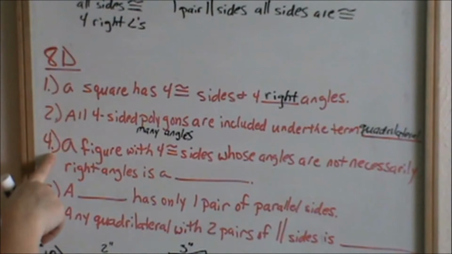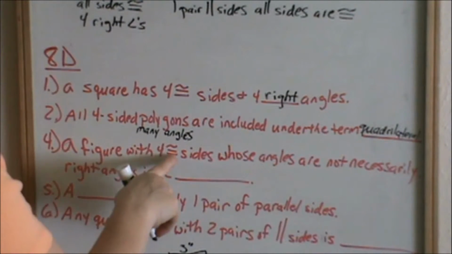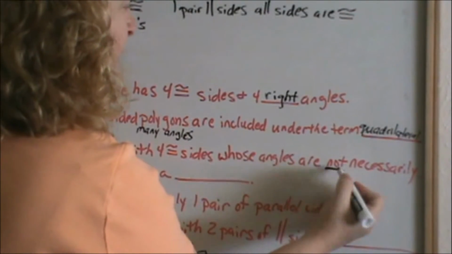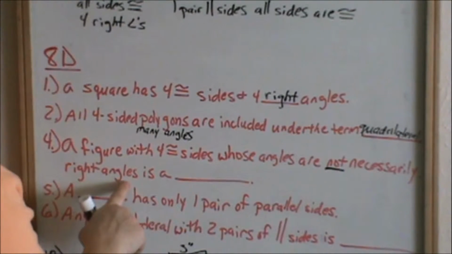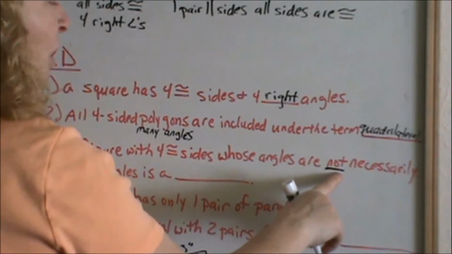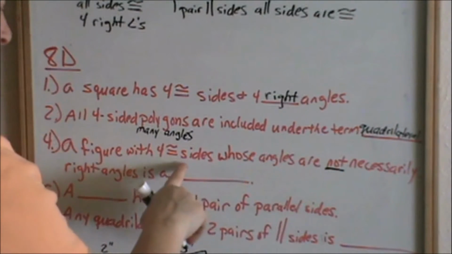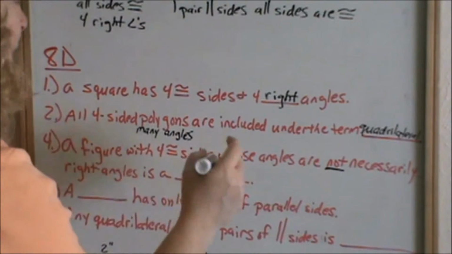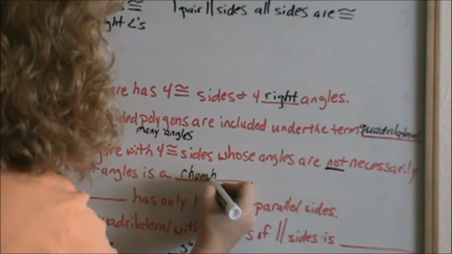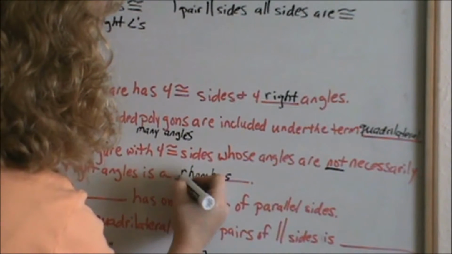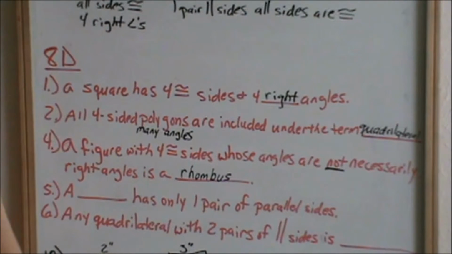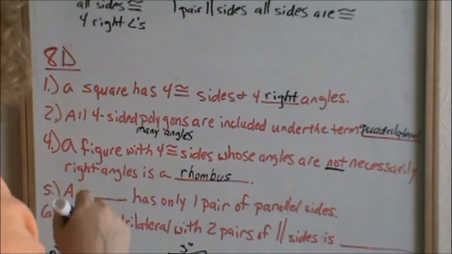Look at number 4. A figure with 4 congruent sides whose angles are not, this is a key word, are not necessarily right angles. So a 4-sided figure that does not have any right angles and the 4 sides are congruent, that would fall under a rhombus. A rhombus and a square are the only 2 figures whose sides are all congruent, but a square has right angles, a rhombus does not.